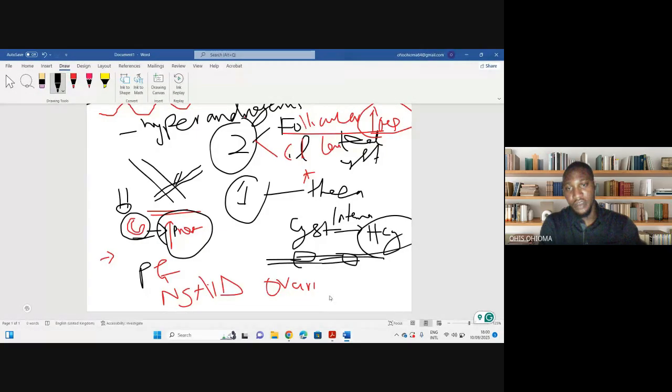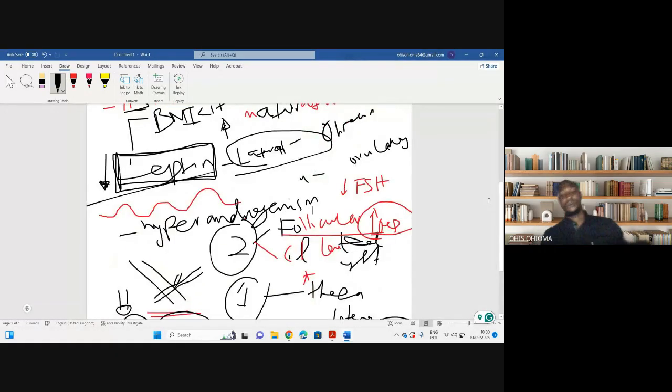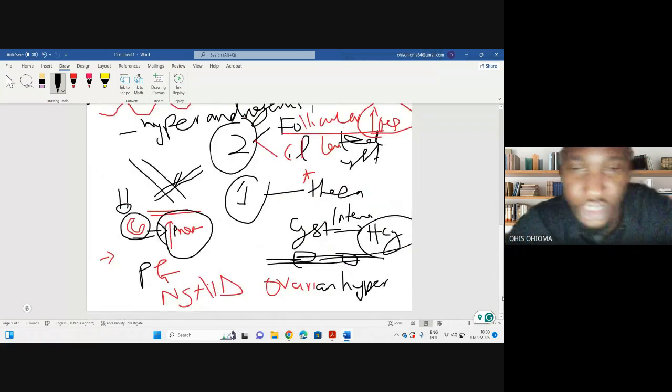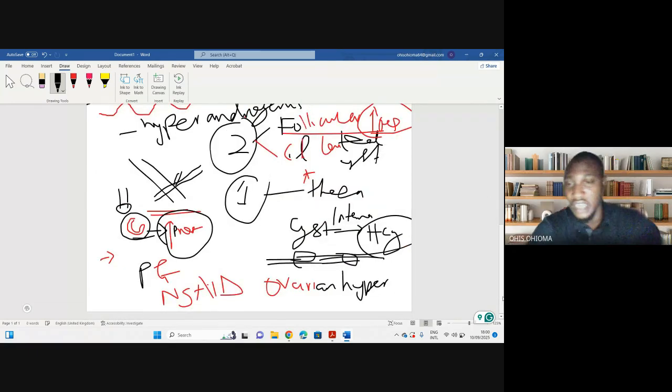So when you see ovarian hyperstimulation, let me just tell you how they put it in a question. Usually they will tell you that a woman has been trying to get pregnant, and then she went to see the gynecologist who gave her a certain hormone or something, and then she started having abdominal pain, pleural effusion, ascites, all those kinds of things. And when they did an ultrasound scan, they saw that there were enlarged bilateral cysts.